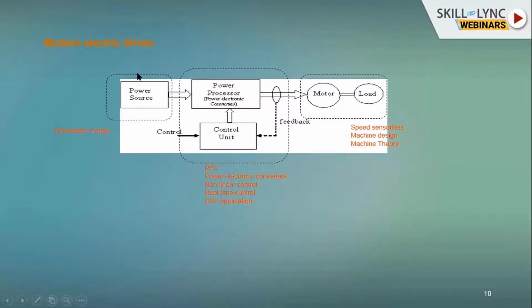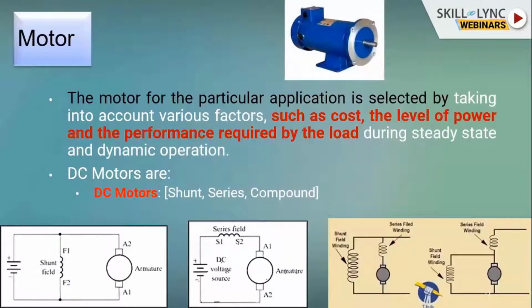So if you want an efficient drive system, then one should think of the efficiency of each and every component: efficiency of the power source, efficiency of the power electronic converter, efficiency of the controller, efficiency of the sensor, efficiency of the motor. Then and only then can efficient modern electric drives be there. So let's discuss one by one what the components are.